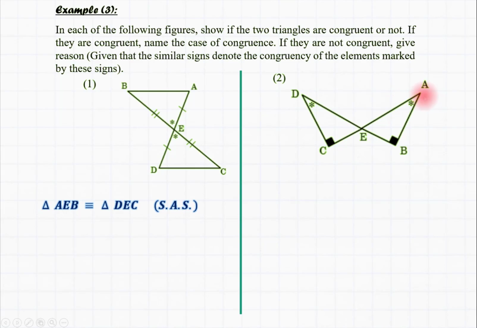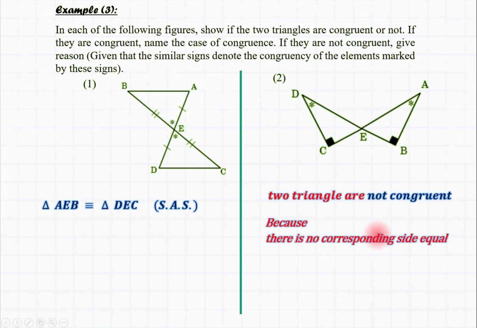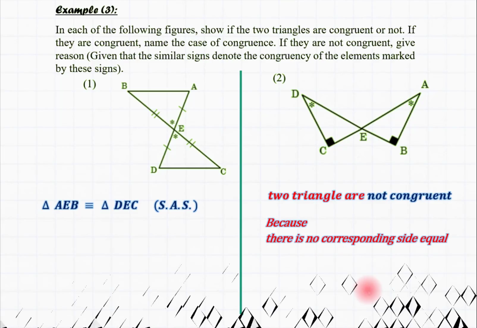Number 2, we have triangle ABE and triangle DEC. We have the measure of angle B equal to the measure of angle C equal to 90 degrees, and the measure of angle A equal to the measure of angle D. And we have no sides that are equal. Then the two triangles are not congruent because there is no corresponding side that is equal.